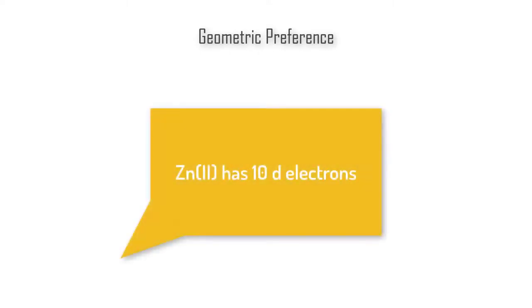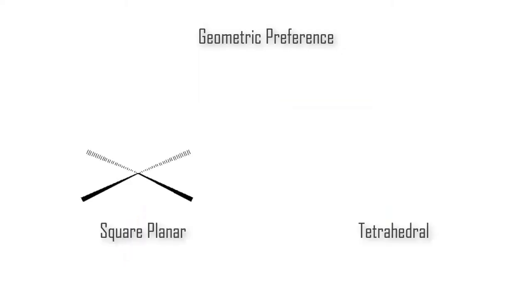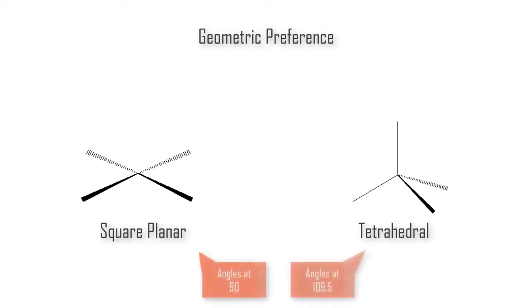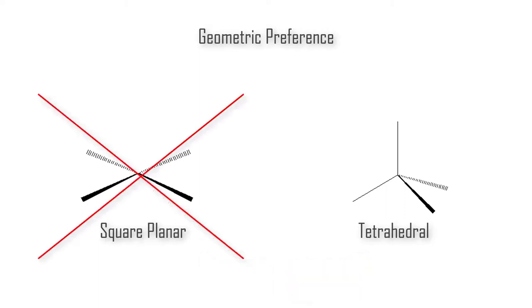It is also important to note that zinc is a d10 metal. d10 metals can prefer either square planar geometries or tetrahedral geometries. In this case, the tetrahedral geometry has less steric strain than the square planar geometry, and therefore, the tetrahedral geometry will be preferred.